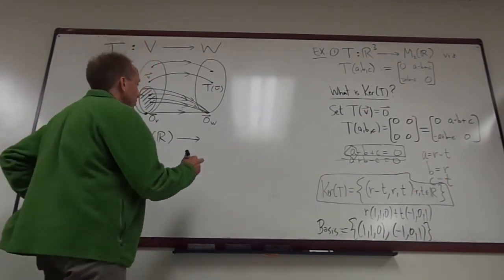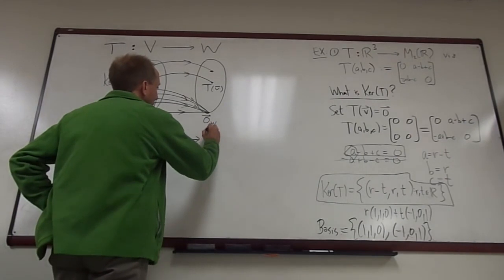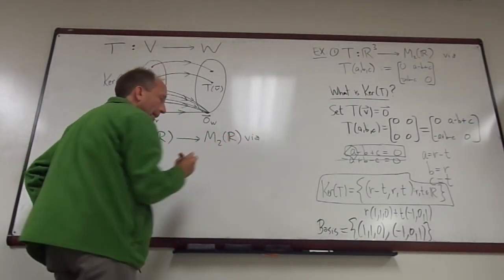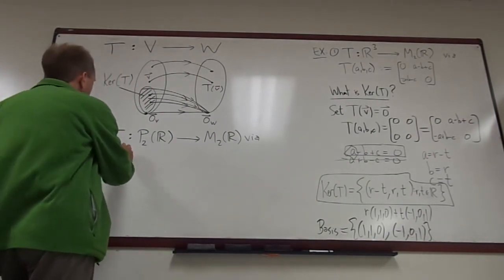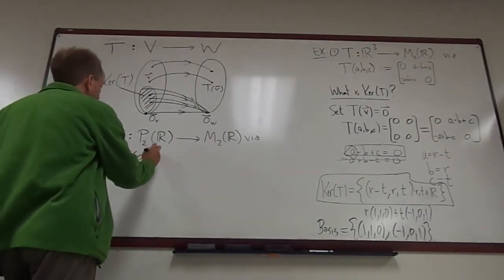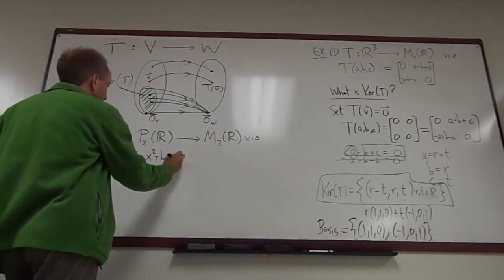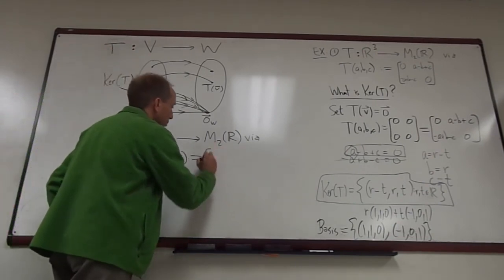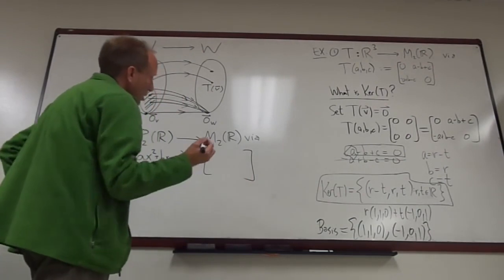let's map it to M2 of R, that's fine. I can use this one again. This time I'm going to take T of ax squared plus bx plus c. That's my input. And I'm going to map it to a 2 by 2 matrix.